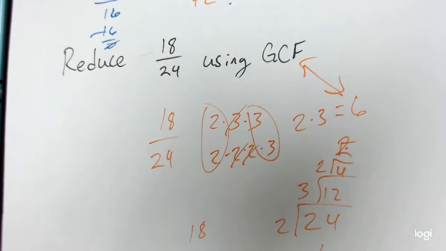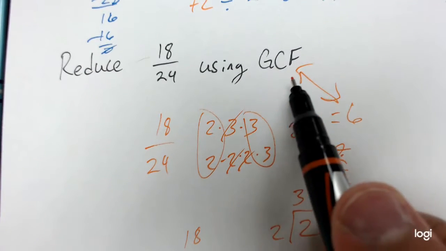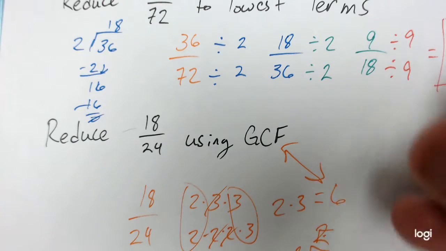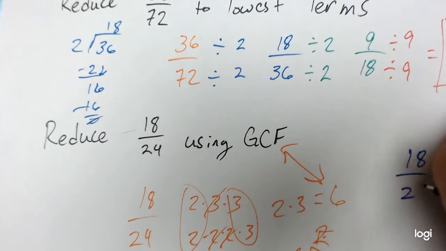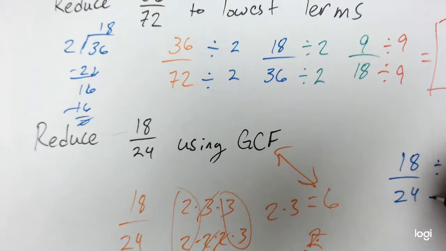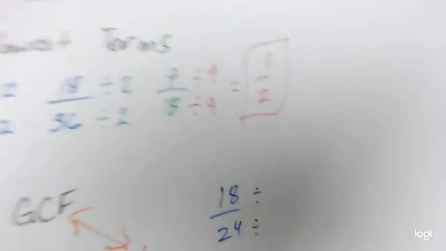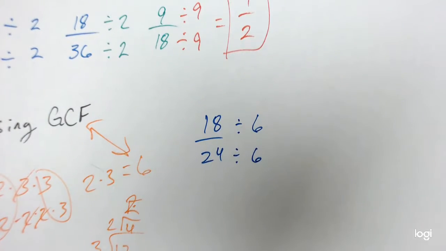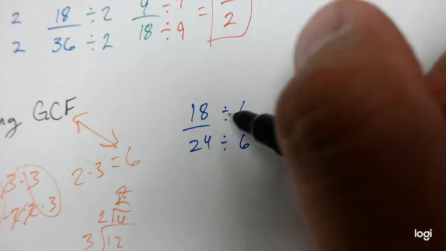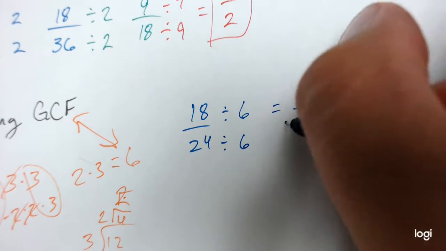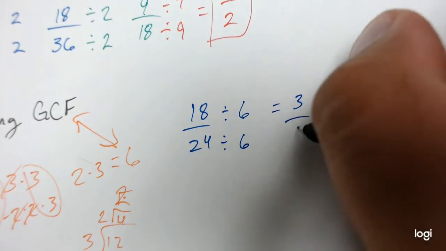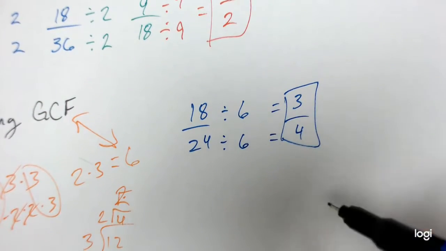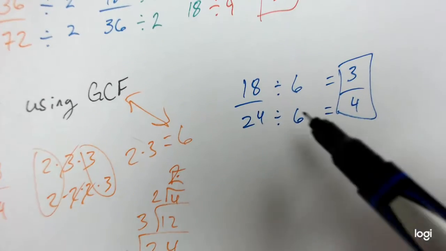And you're thinking, Mr. Claiborne, how in the world does that help us? Well, once I find the greatest common factor, I know exactly what number to divide by. So let's take 18 over 24. We're going to divide each half by the number 6, and we will see that by only dividing once, we will have a completely reduced fraction. So 18 divided by 6 equals 3. 24 divided by 6 is 4. So now I have the fraction 3/4, which is completely reduced. And I only had to divide once that time.